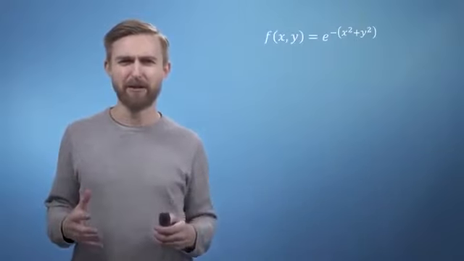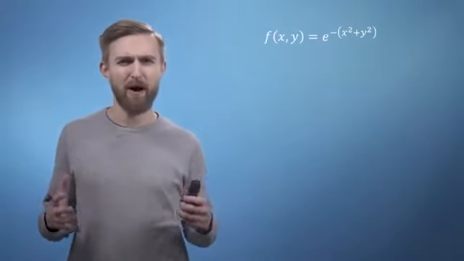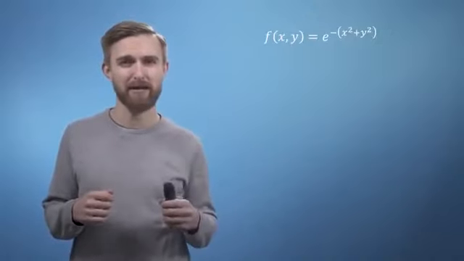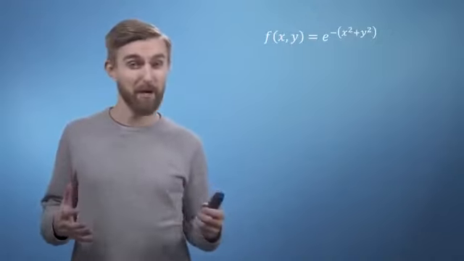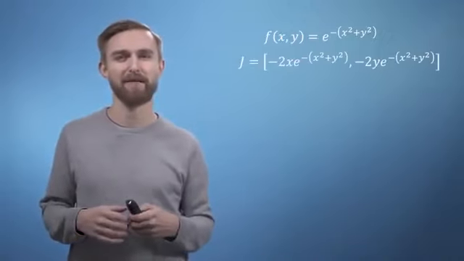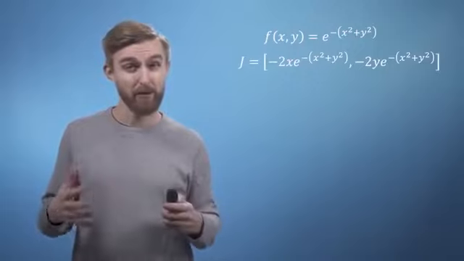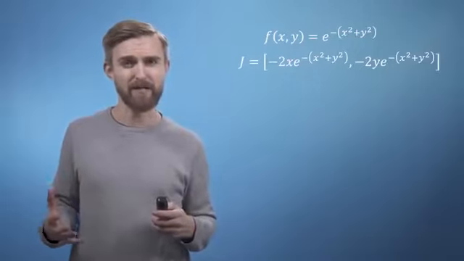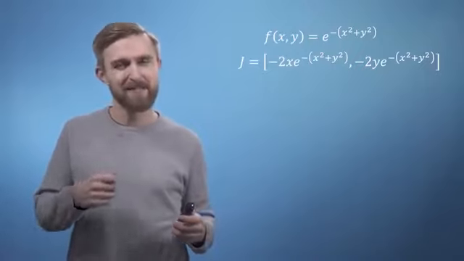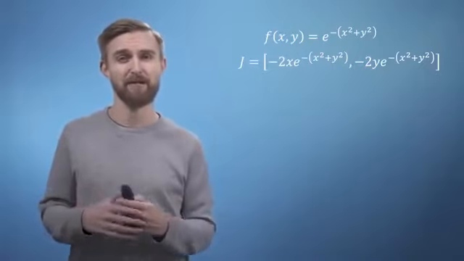If we consider the function f of x and y equals e to the power of minus x squared plus y squared, then using our knowledge of partial differentiation, it's fairly straightforward to find its Jacobian vector. So we're now going to do the reverse of our approach from the last time and start by looking at the vector field of the Jacobians. Then see if we can understand how the function must look.